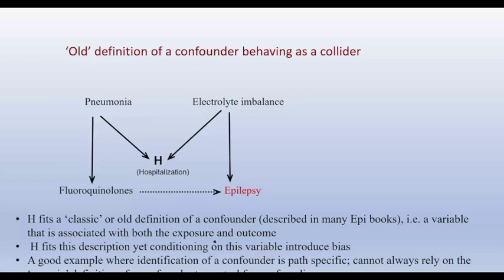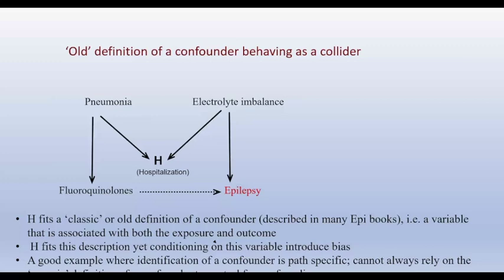Now, it's interesting to go back and review the definition of a confounder in a lot of the older epidemiology textbooks, which usually said something like a variable that's associated with both the outcome and the exposure. If you look at hospitalization here, it does fit that definition. Hospitalization is associated with fluoroquinolone use through pneumonia and also with epilepsy through electrolyte imbalance. So if we wanted to go with the older definition of confounding, which is still used in some websites or even older books, hospitalization would be a confounder here, and it should have been adjusted for.